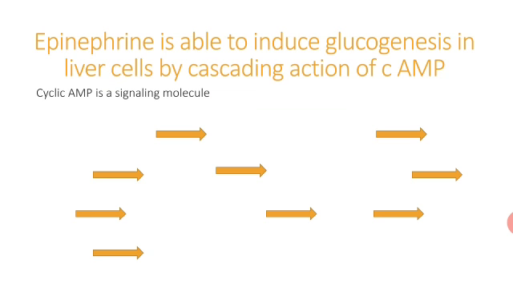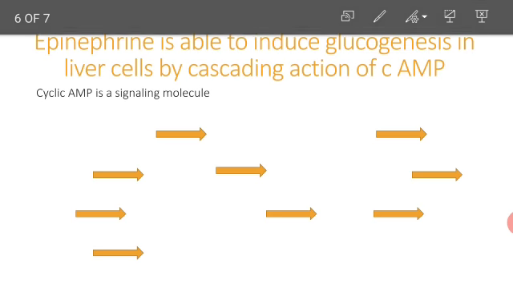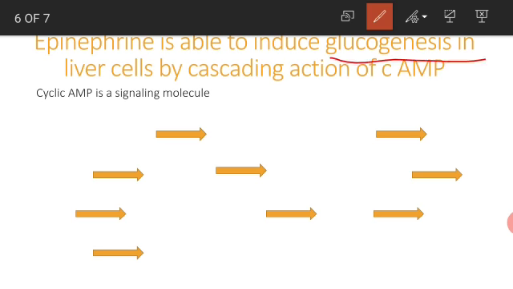Epinephrine is able to induce gluconeogenesis. Gluconeogenesis means production of glucose in liver cells by the cascading action of cAMP. What I told is epinephrine is a hydrophilic hormone that binds to a membrane protein receptor, namely G protein, which in turn stimulates guanosine triphosphate, and which activates adenylate cyclase, and adenylate cyclase generates cyclic AMP.